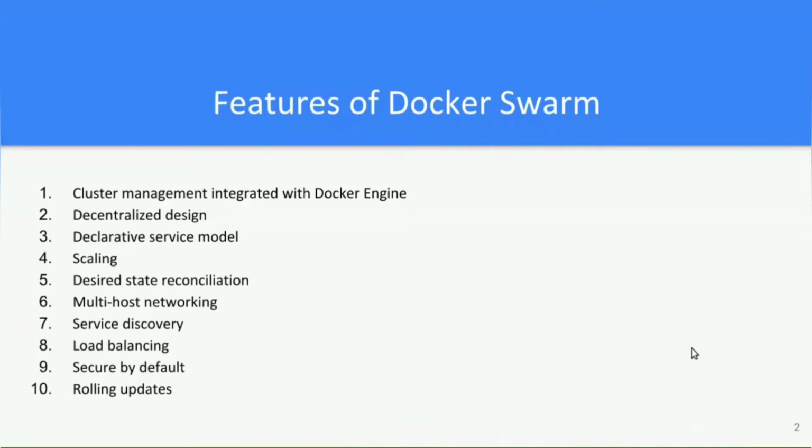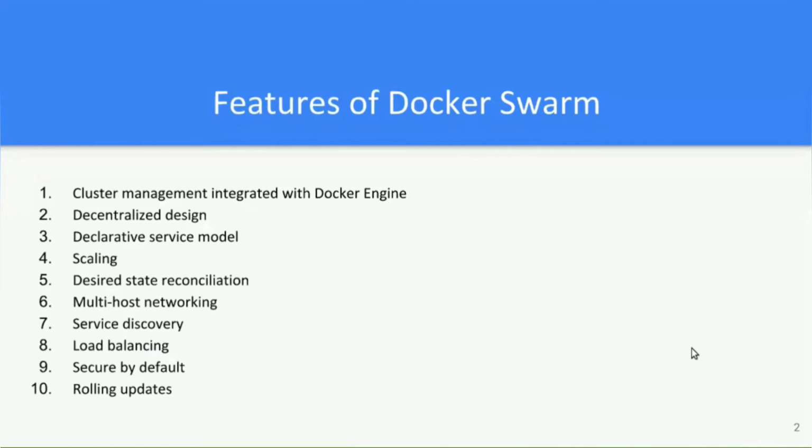Fourth is scaling. In a Docker Swarm cluster, you can scale services up or down at any time, even after deployment, without restarting, either by updating the replicas attribute or by using the Docker scale command. Fifth is state reconciliation. Docker Swarm manager nodes continuously monitor the services to determine whether the desired state is maintained. If not, they will work to achieve the desired service state.